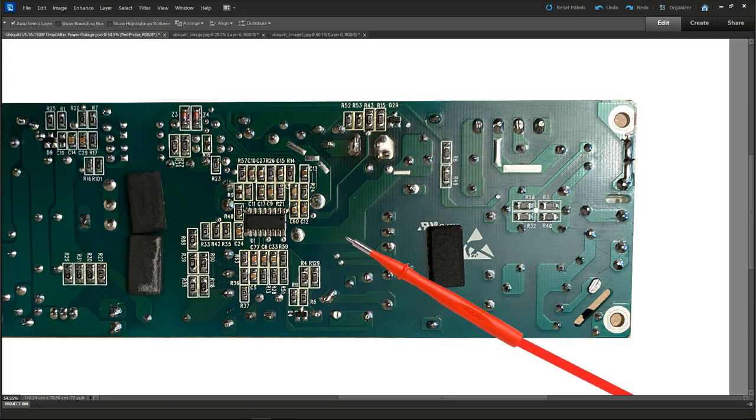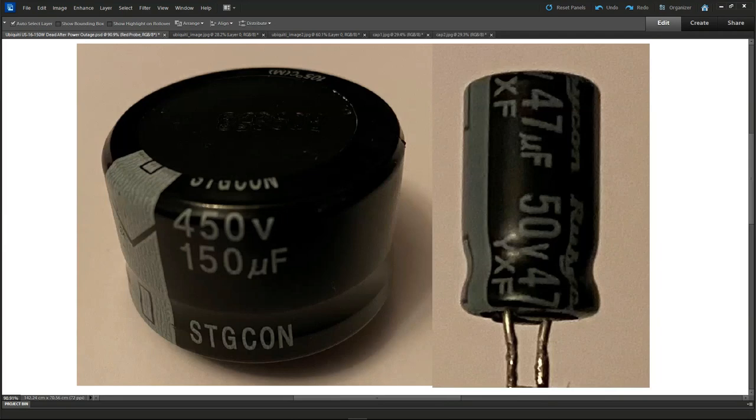They are the two components that I swapped out, and as it turns out, that's what got this working again. On screen, I have both of the components that I replaced. On the left, I have a 450 volt, 150 microfarad STG-CON capacitor. This is the main filter capacitor. On the right, I have the startup capacitor, which is a 50 volt, 47 microfarad Rubicon capacitor.